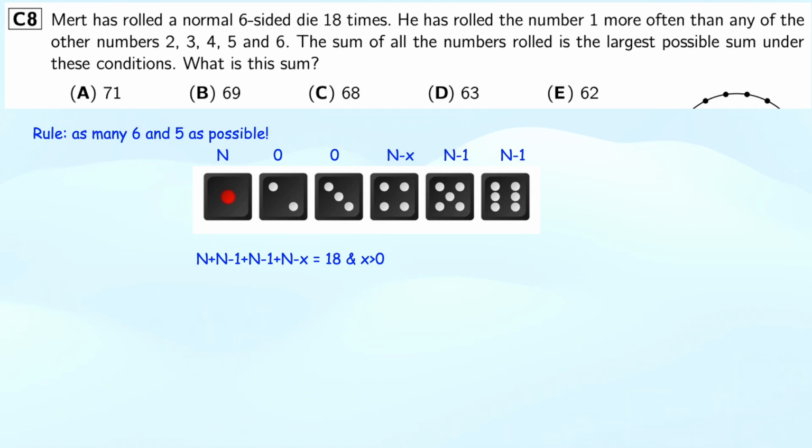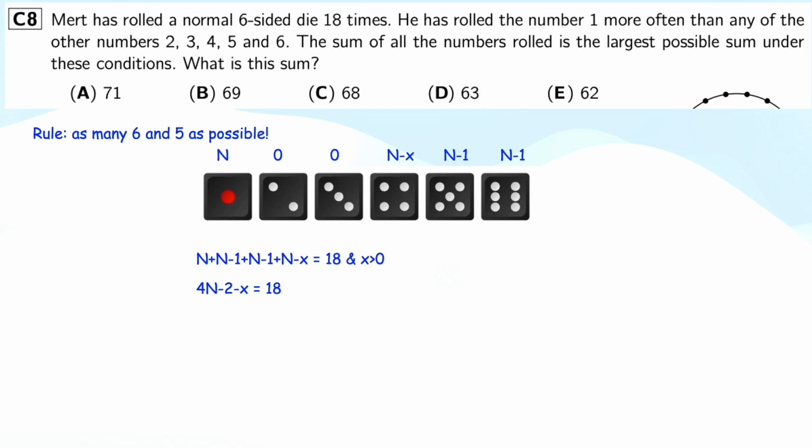So we just add them all together. n plus n minus 1 plus n minus 1 plus n minus x is equal to 18. Here there is a condition: x must be bigger than 0. Otherwise, the occurrence of the 4 would be the same as the occurrence of 1. This will conflict with the condition given in the text. So we do the calculation, which is 4 times n minus 2 minus x is equal to 18.